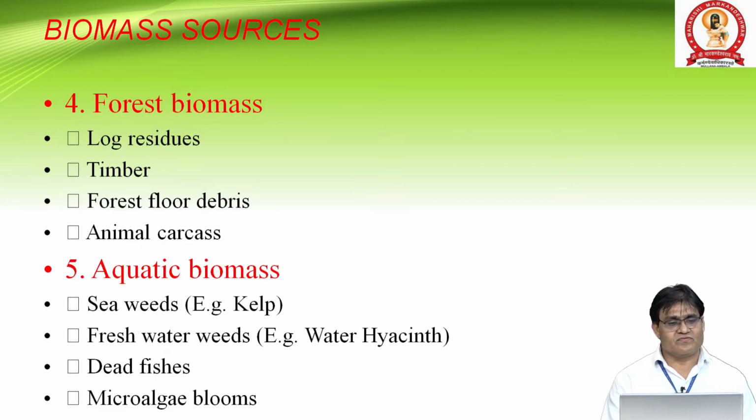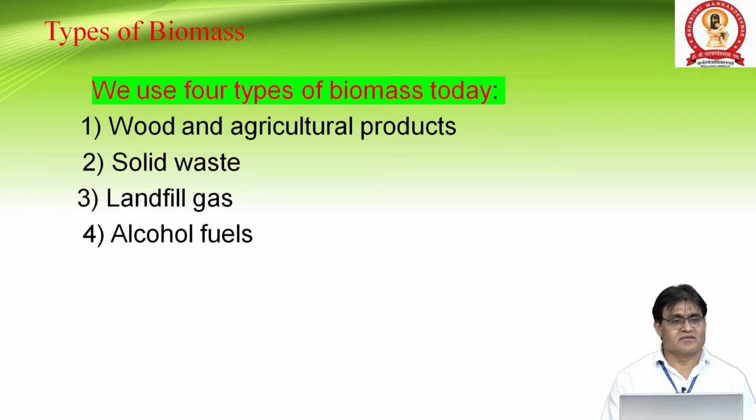Fourth one is forest biomass. That is logging residue, timber, forest floor debris, animal carcasses. Fifth one is aquatic biomass: seaweeds, for example kelp, freshwater weeds, for example water hyacinths, dead fish and microalgae blooms. These are the sources of biomass.